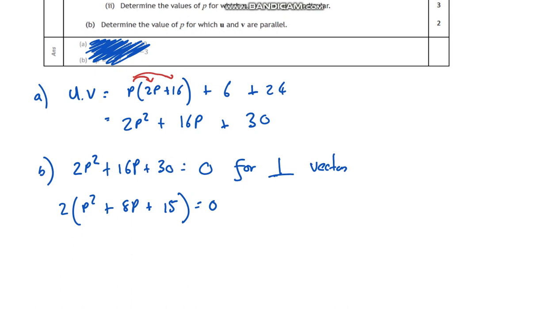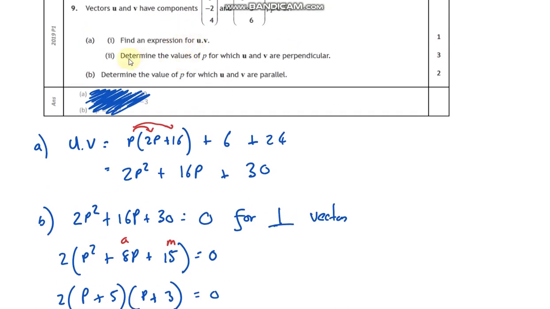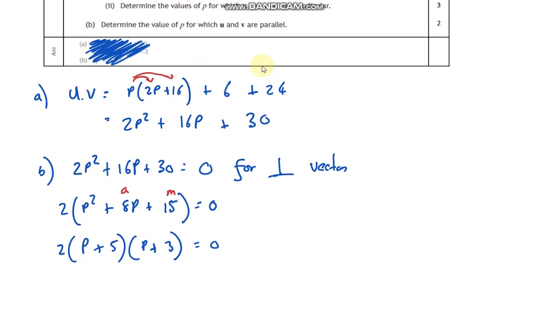That's equal to 0. And then you're looking for two numbers that add to 8 and multiply to 15. What two numbers do that? Well, that will be 5 and 3. So p plus 5 and p plus 3. So it's asking the values for which it could be perpendicular.